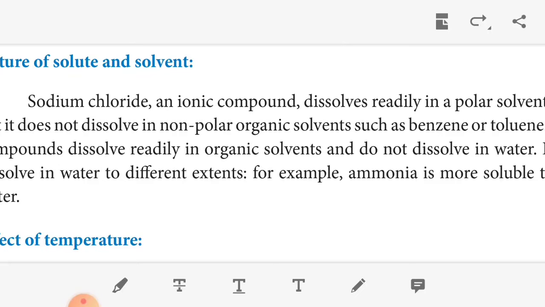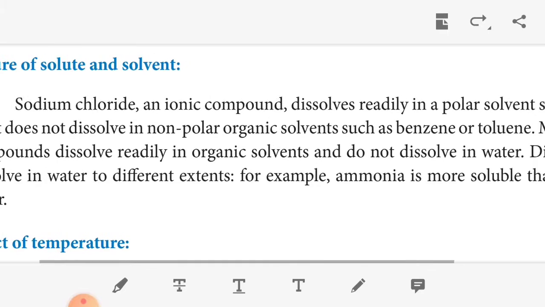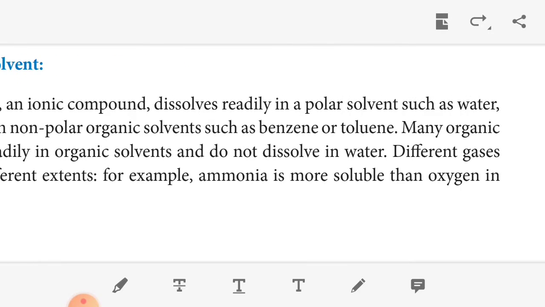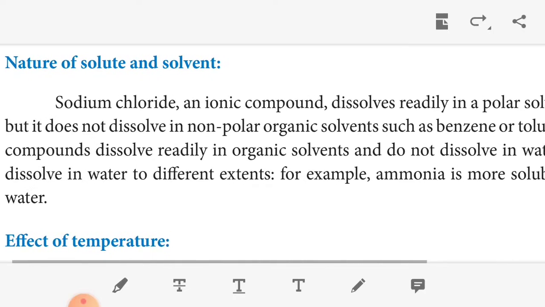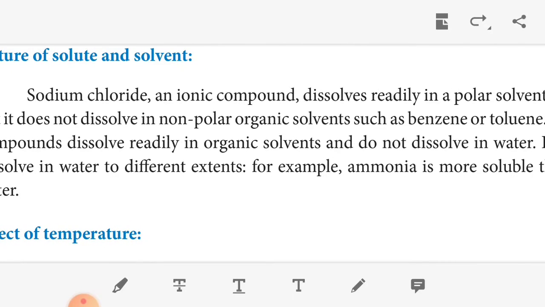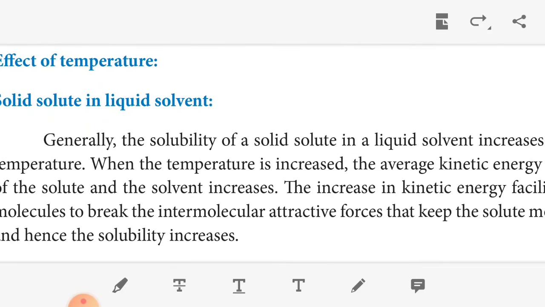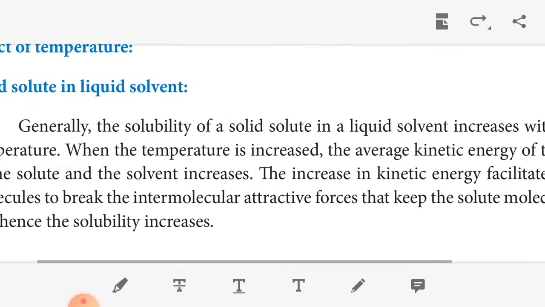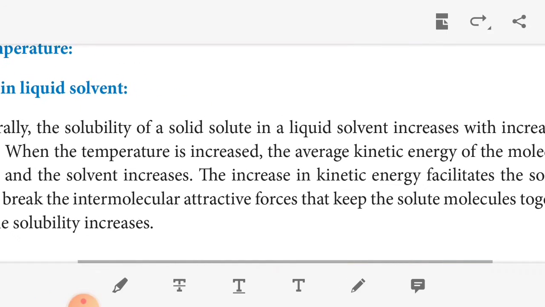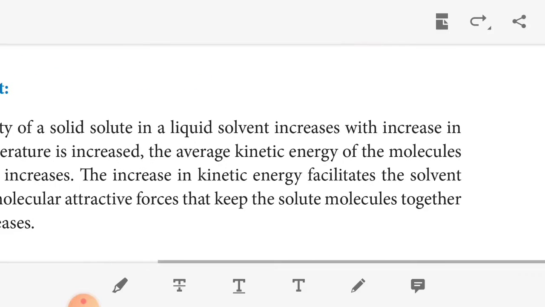Different gases dissolve in water to different extents. For example, ammonia is more soluble than oxygen in water. So ammonia is more soluble in water than oxygen. The next one, effect of temperature. Here we can take the solute in solid form and the solvent in liquid form. Okay, so generally the solubility of a solid in a liquid solvent increases with temperature.